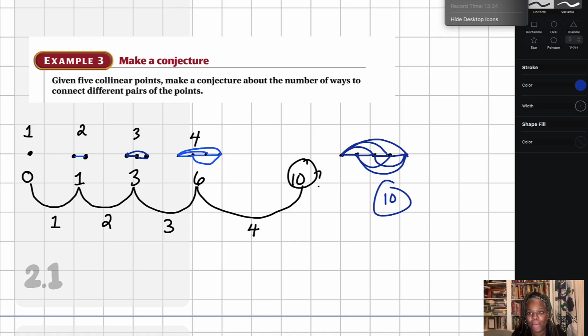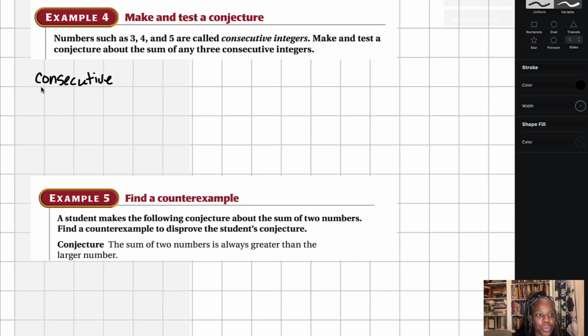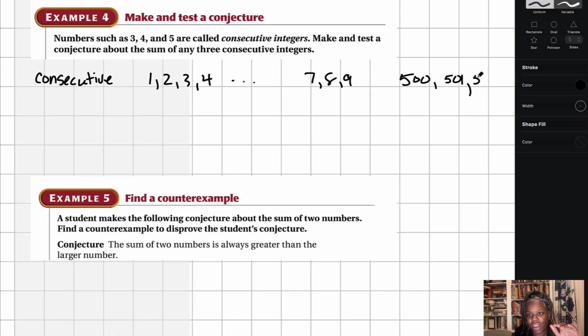Let's look at this next example. Here in example 4, we're going to use the word consecutive. The word consecutive means one coming right after another. So consecutive numbers would be like 1, 2, 3, 4, or 7, 8, 9, or 500, 501, 502, 503. These are all consecutive numbers coming one after the other. Sometimes we have consecutive even and odd, but when you're talking about consecutive numbers, that's what we're doing. One after another, and usually consecutive integers.